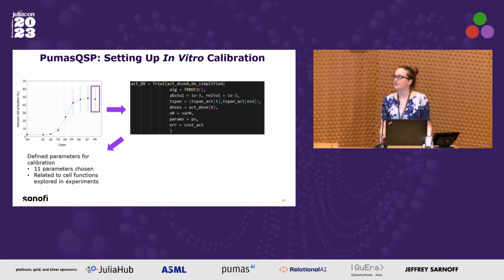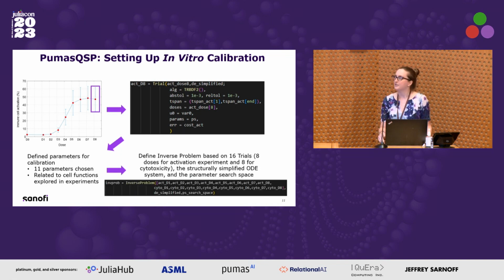After defining our trials, we also defined our parameters for calibration. In this example, we were calibrating 11 parameters, and these were chosen based on how they were related to the cell functions that were explored in the activation and cytotoxicity experiments. Lastly, we defined our inverse problem based on the experimental data and the model, and then the parameter search space, and we were able to calibrate.